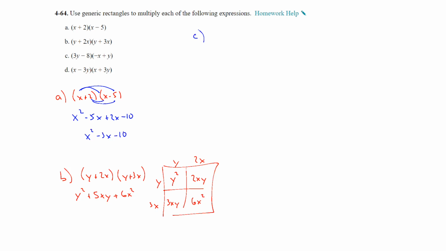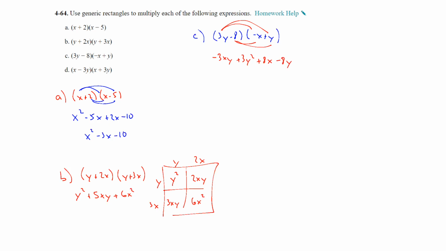On C, we have 3y minus 8 times negative x plus y. So if we use the distributive property, 3y times negative x would be negative 3xy. 3y times y would be 3y squared. Negative 8 times negative x is a positive 8x. And negative 8 times y would be negative 8y.